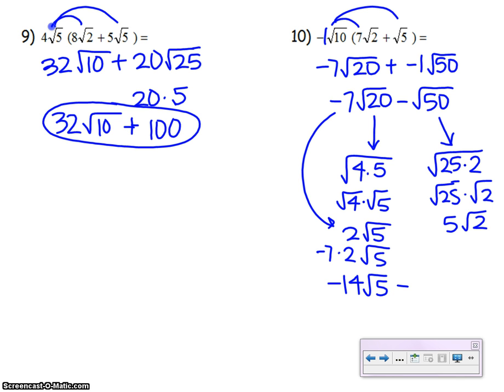And then in this case, the only thing we need to bring down with it is the subtraction sign. So our answer will be negative 14 root 5 minus 5 root 2. Again, those two problems look pretty similar at the beginning, but one has more work than the other, so you really have to be careful.